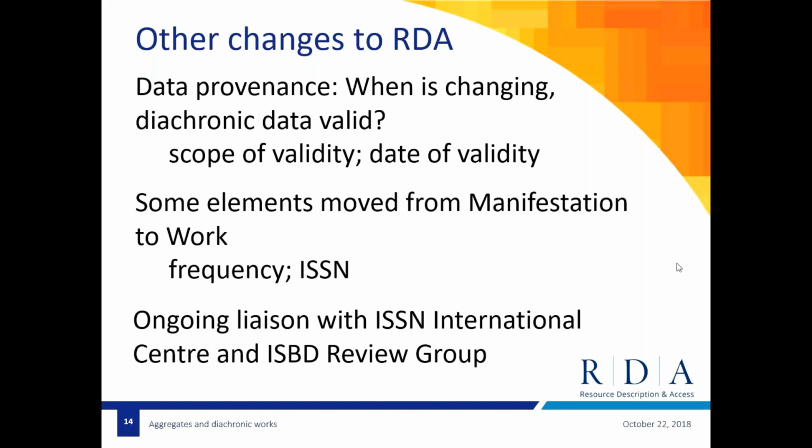And then it becomes valid from there. We can also do a scope of validity, which is really a much freer form of saying, well, it's valid between issues 1 and 27, and from issue 28 onwards, a different value is valid.